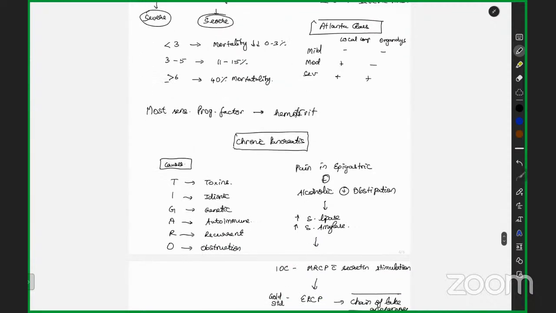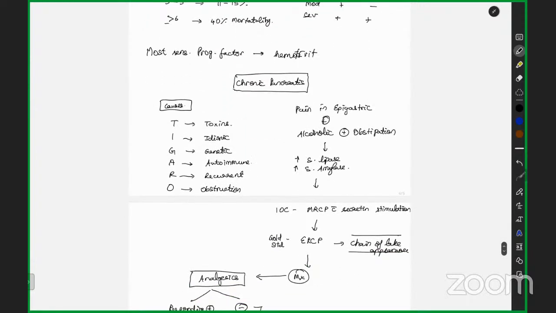Now, chronic pancreatitis. What are the causes? TIGARO. T stands for toxin. I stands for idiopathic. G stands for genetic. A stands for autoimmune. R stands for recurrent. O stands for obstruction. Whenever the patient comes to you with pain in the epigastric region, alcoholic, obstructive characteristics are there, you're going to perform a serum lipase, serum amylase.